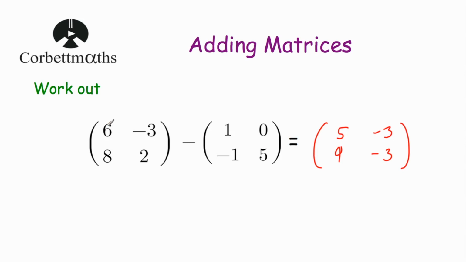So if we've got the matrix 6, -3, 8, 2, and we were asked to subtract the matrix 1, 0, -1, 5, our answer would be 5, -3, 9, -3, and that's it. Okay, let's have a look at another example.